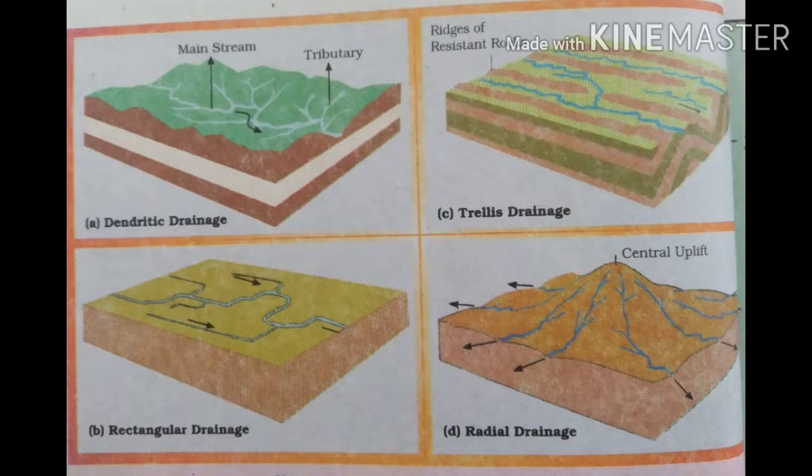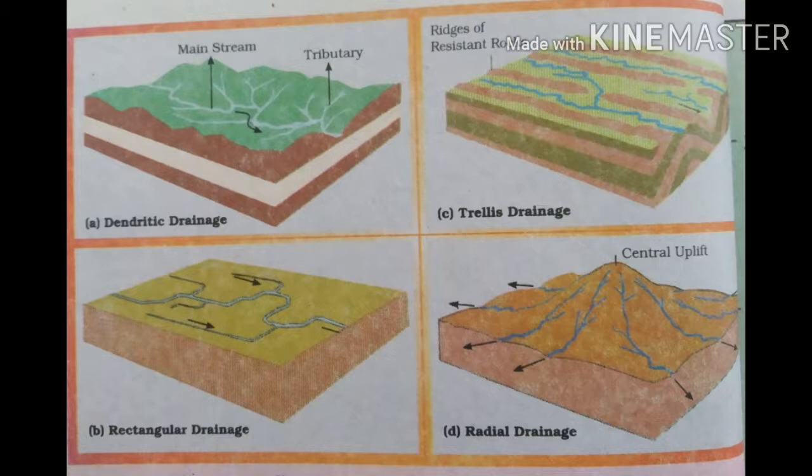Moving on to understand radial drainage pattern. Students, in this pattern, the streams flow outward from a well-defined central point like a volcano or other round uplift of land. This drainage pattern develops when streams flow in different directions from a central peak or dome-like structure.